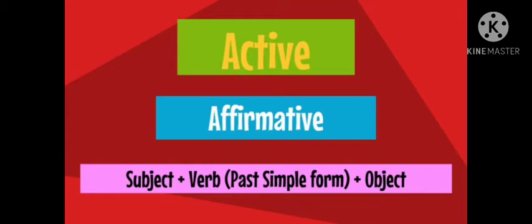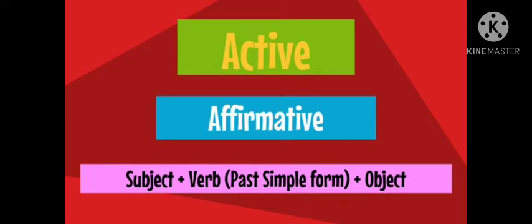How should we make it? We are using the past tense to indicate an action which happened in the previous time or the past time. The sentence structure is this: subject plus verb plus object. Here we have to use the second form of the verb. Verb has three forms: present, past, and past participle. Here we use the past form of the verb, that means V2 form of the verb, then object. This is the sentence structure of simple past tense affirmative sentence active voice.